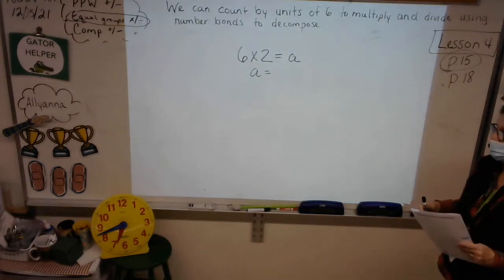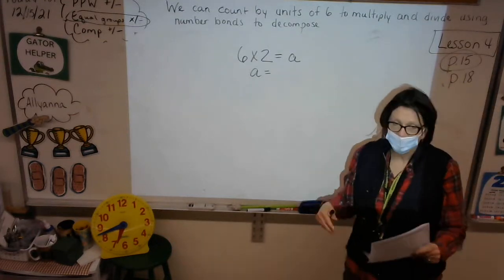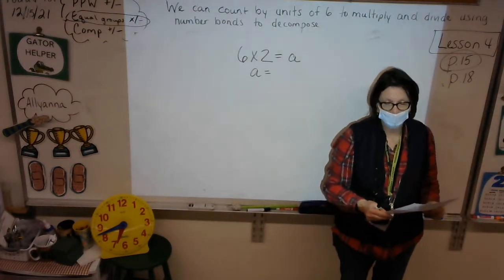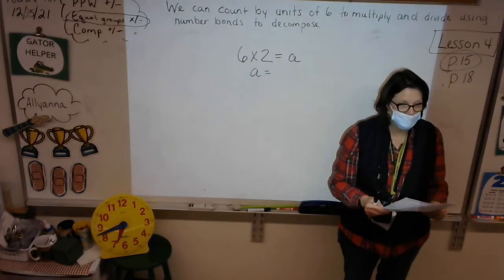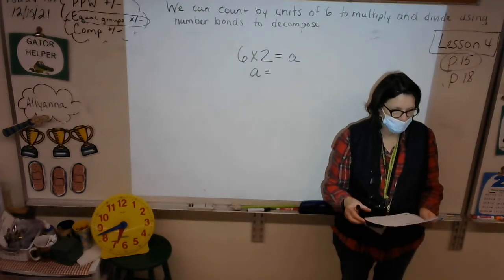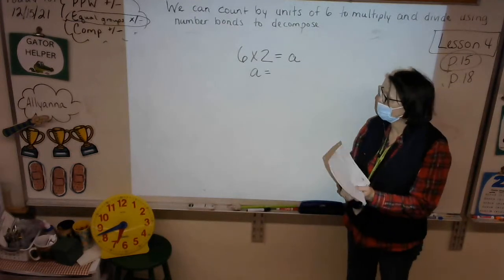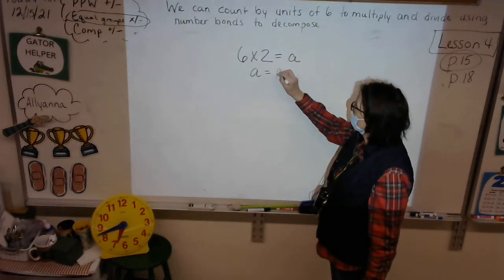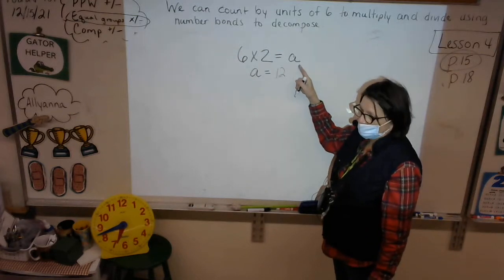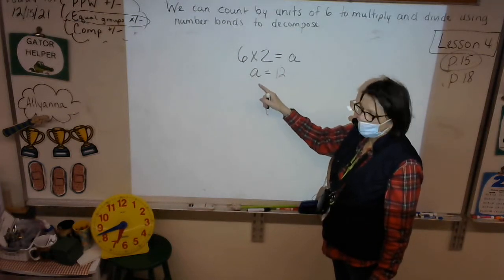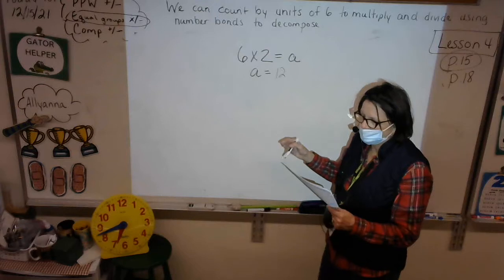Friends at home, you can just get a piece of scrap paper and do this with us. I do not need you to submit anything, but this is important practice for you. All right, very good. I see A equals 12. Very good. 6 times 2 equals what? A is our unknown. A equals 12. Let's try another one.